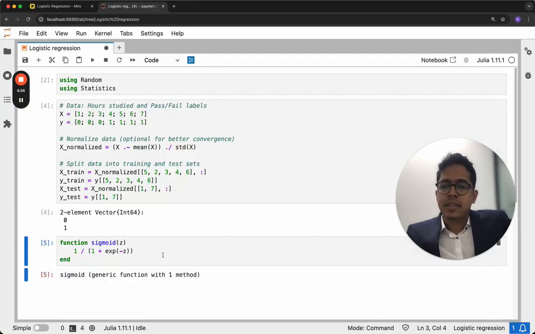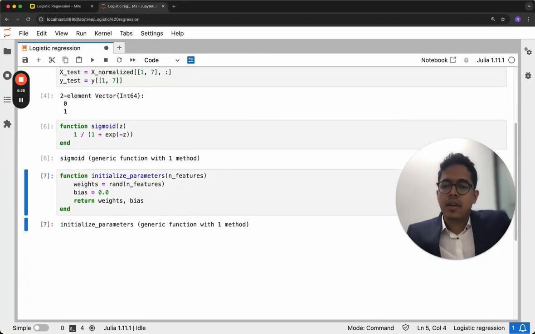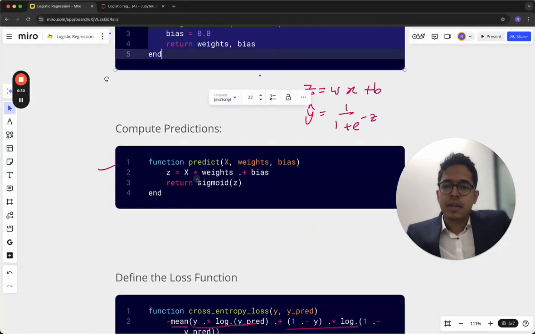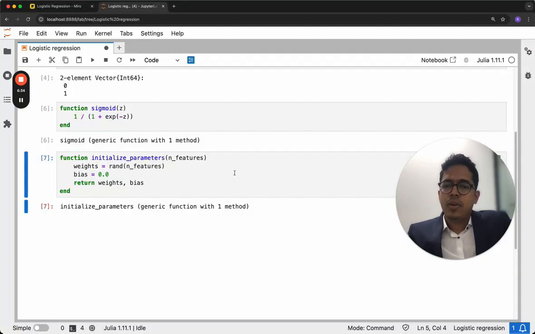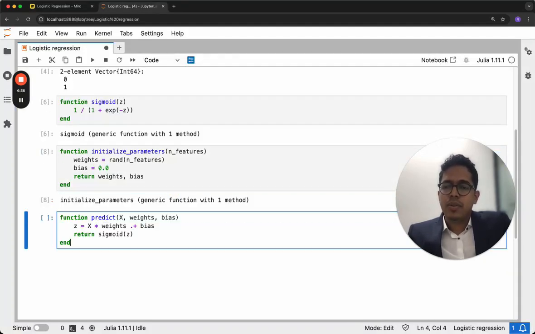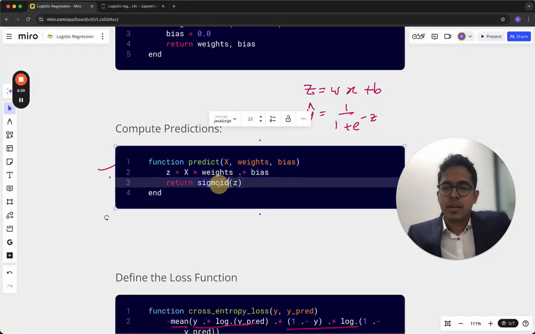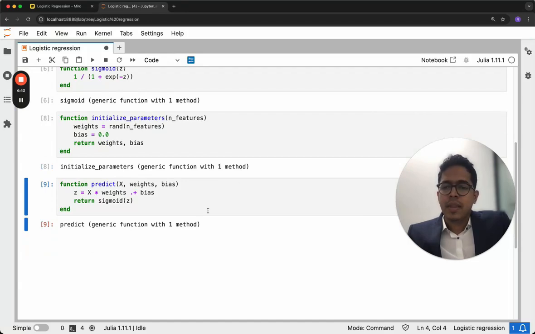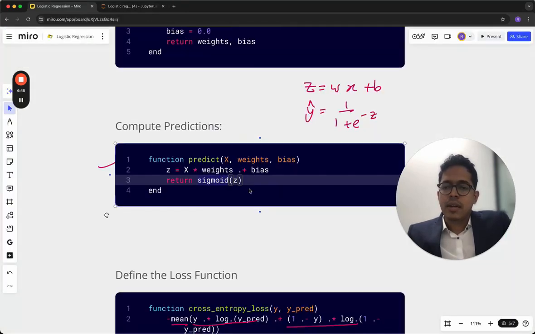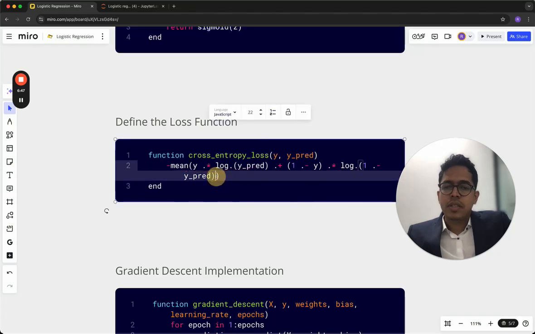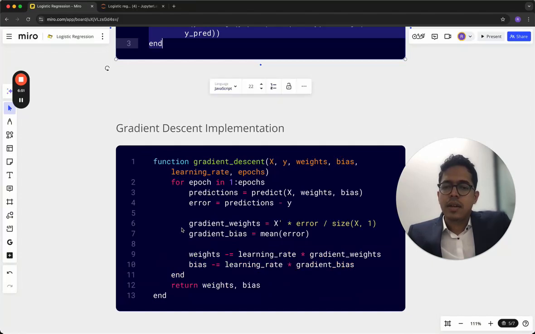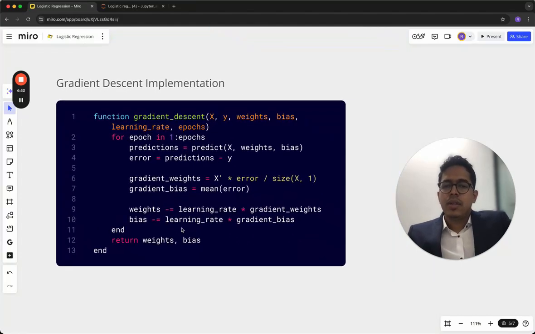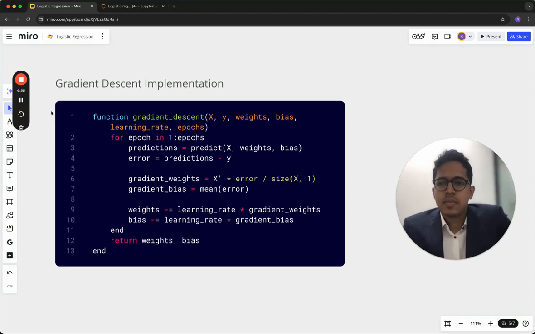Then initialization of parameters. Then computing the z value, sigmoid of z value. So this is the final prediction itself. So here you are returning not just z, you're returning sigmoid of z. And then you are defining the loss function. Then gradient descent. Okay. So here, let's see what we are doing.